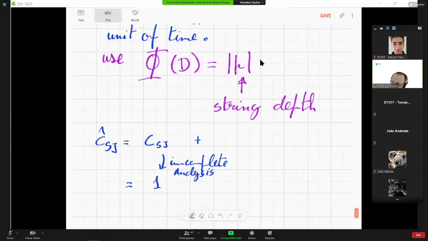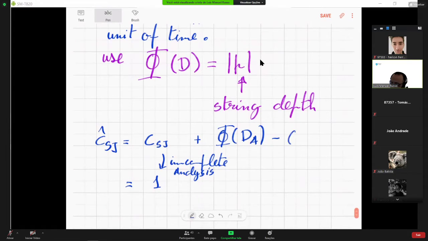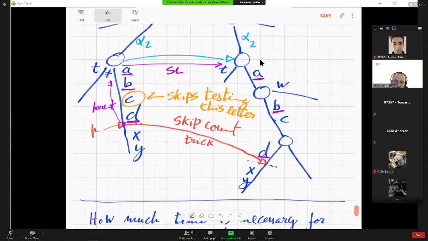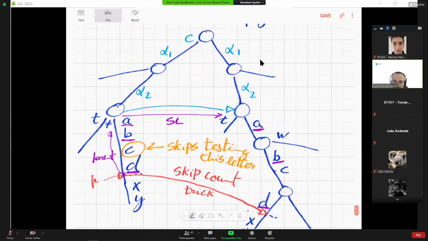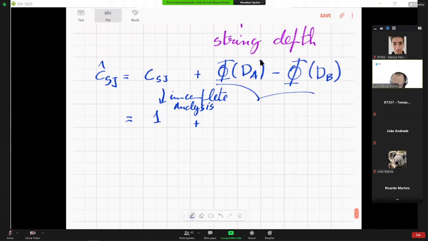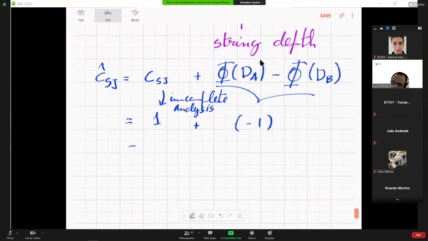But then what happens? We have the string depth of the point after and the string depth of the point before. How does the string depth of the point change when I do a suffix jump? What happens to the number of letters that I have? It decreases by 1. So basically this delta is -1. We're good here, because our suffix jump, which was kind of complicated, is now amortized to 0.